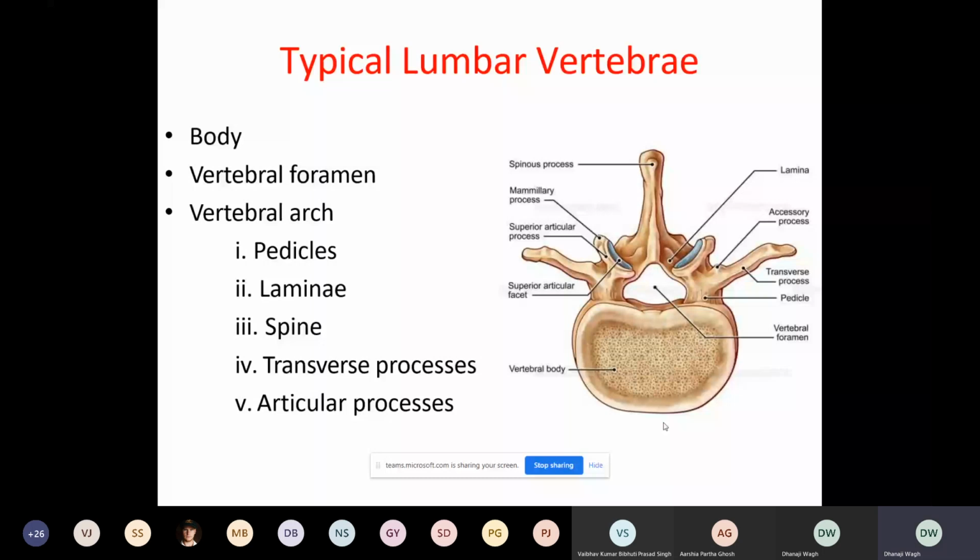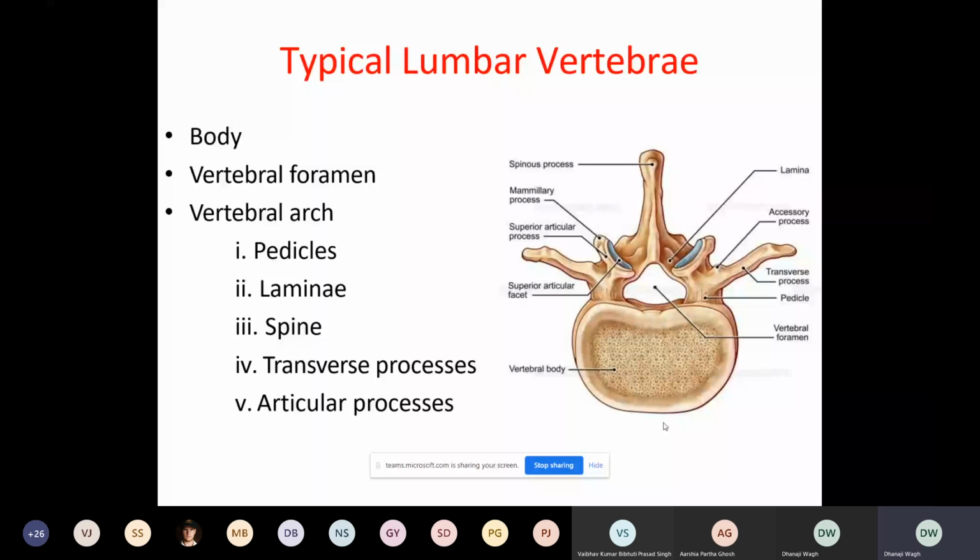See in the diagram, the labeling is there: accessory process. It is present at the root of the transverse process, on its posterior inferior aspect. So this is the accessory process. It represents the true transverse process of the vertebra.